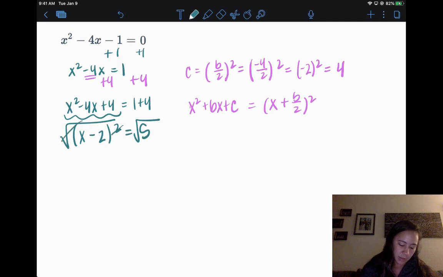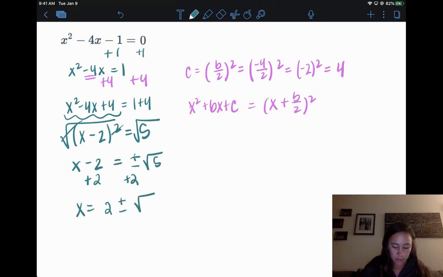And these will cancel out. So you end up with x minus 2 is equal to plus or minus. We don't know the square root of 5, so leave it as the square root of 5. Now get x by itself, add 2 to both sides. x will equal 2 plus or minus the square root of 5.